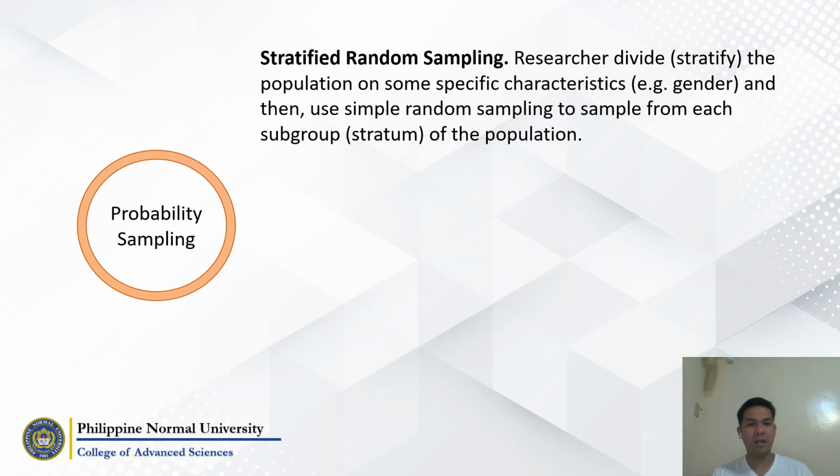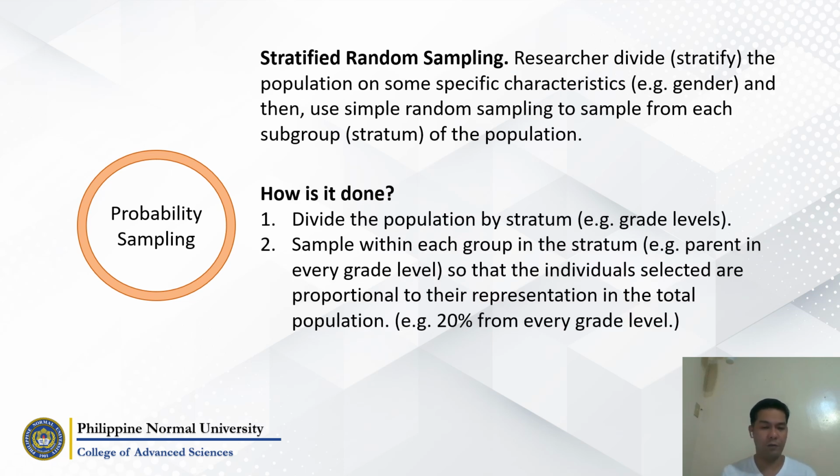We also have what we call stratified random sampling, wherein the researcher would divide, so we call it stratifying, the population on some specific characteristics, like, for example, the gender, the grade level, or perhaps the socioeconomic status, the education level, and then use a simple random sampling to sample from each subgroup or stratum of the population. So you employ stratification, and then you go back to the simple random sampling on picking your specific sample to a certain population.